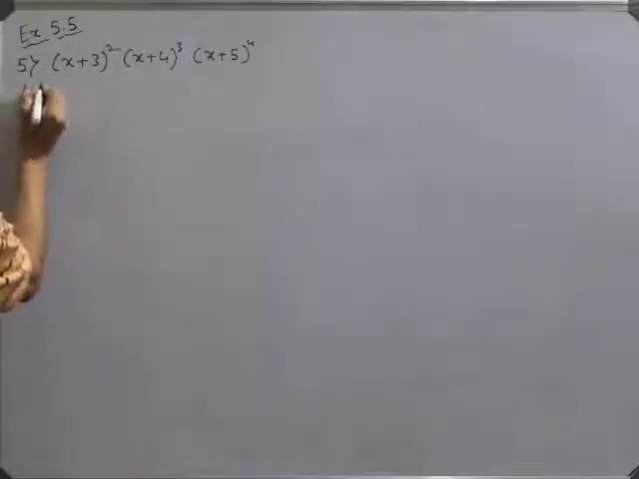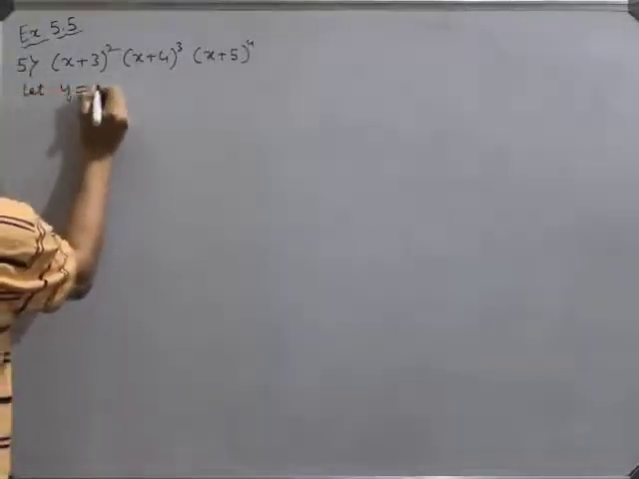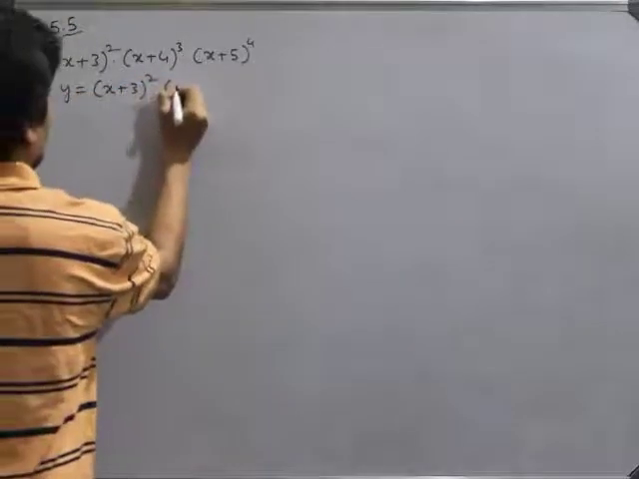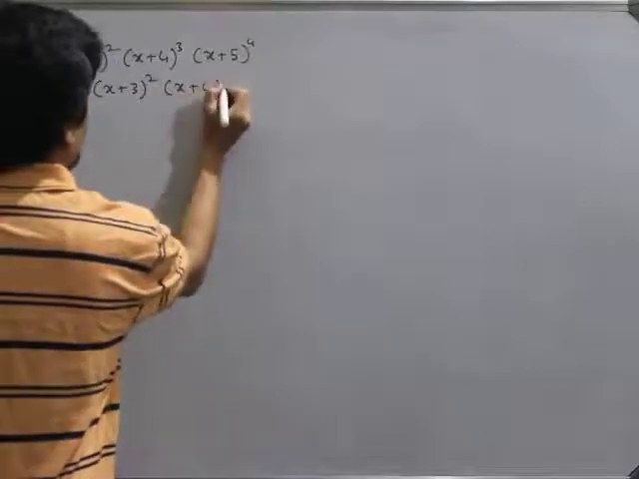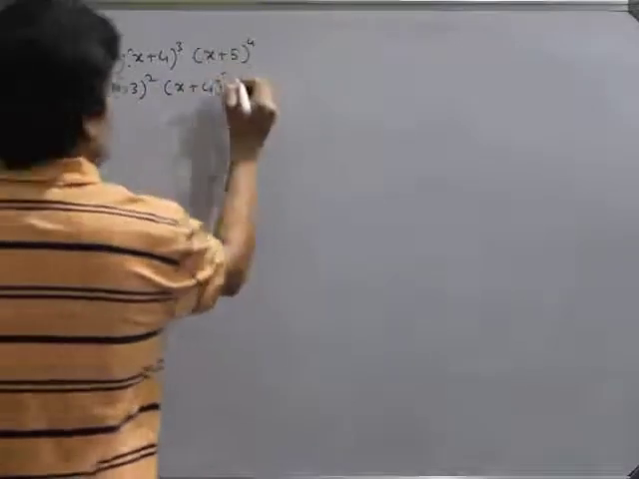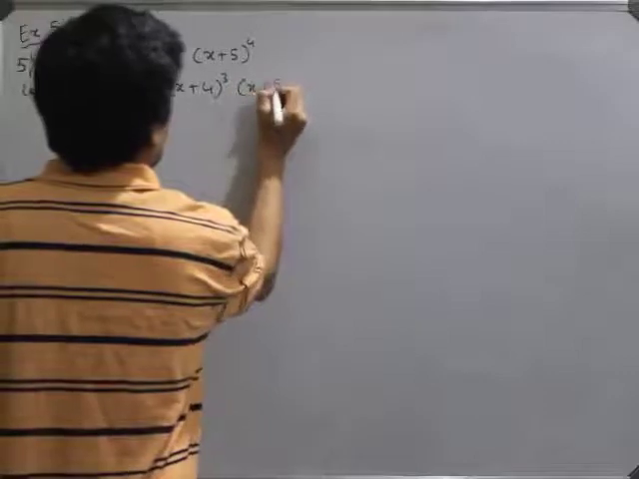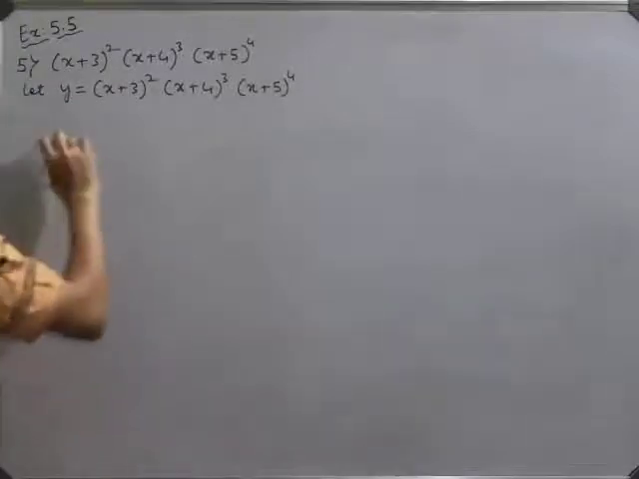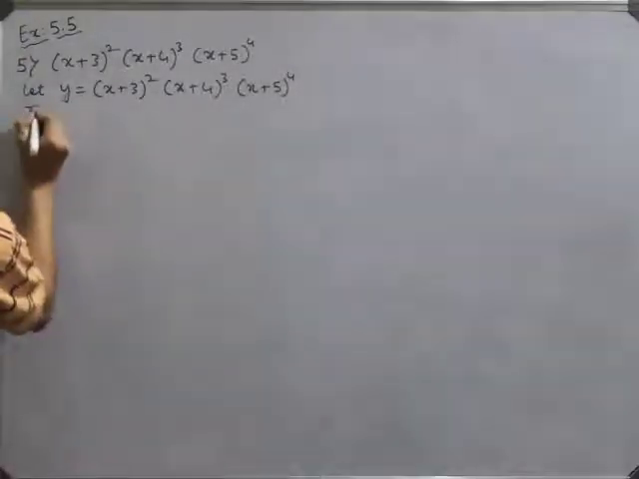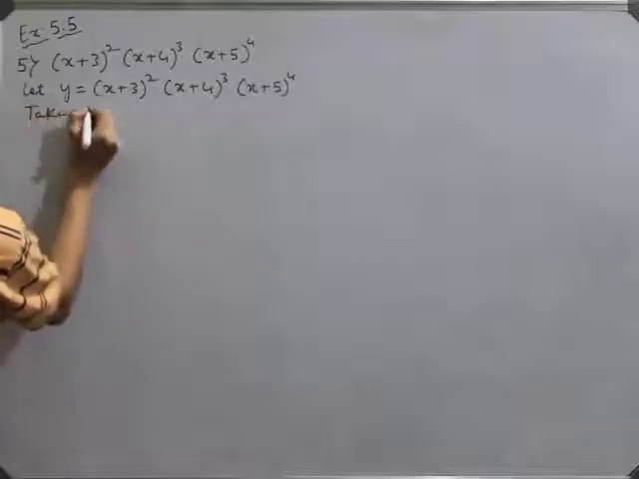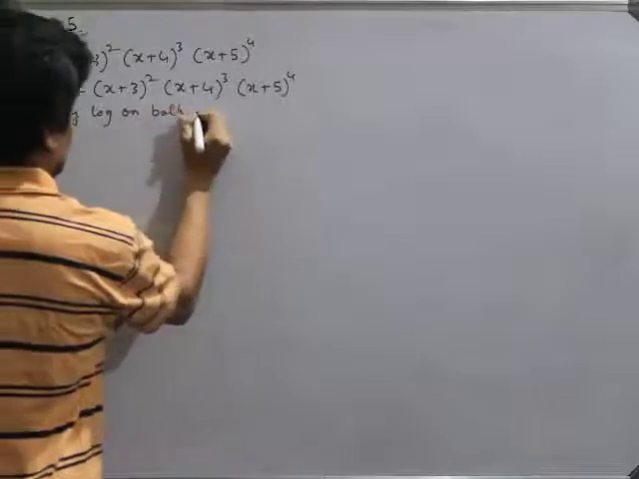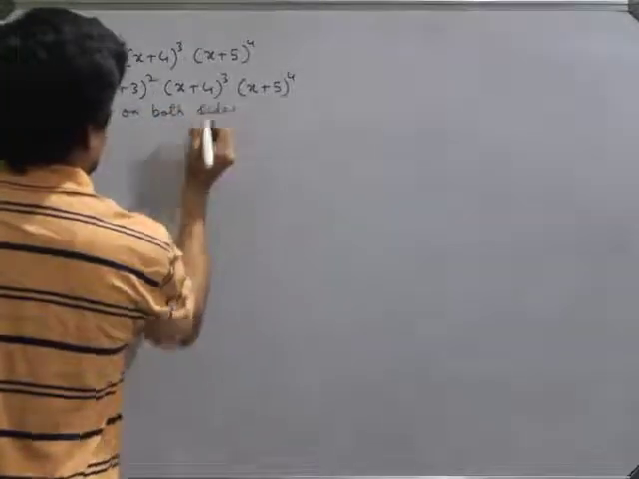So first step, as usual, let y is equal to x plus 3 whole square into x plus 4 whole cube into x plus 5 to the power of 4. Now apply log on both sides. So we can write, taking log on both sides.